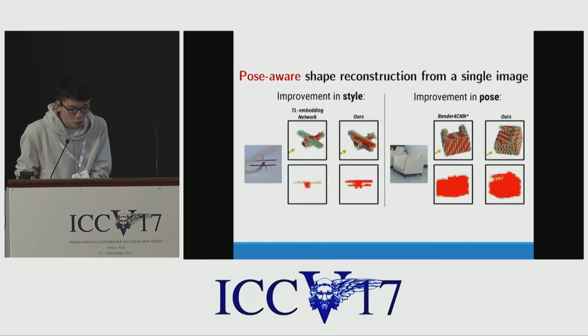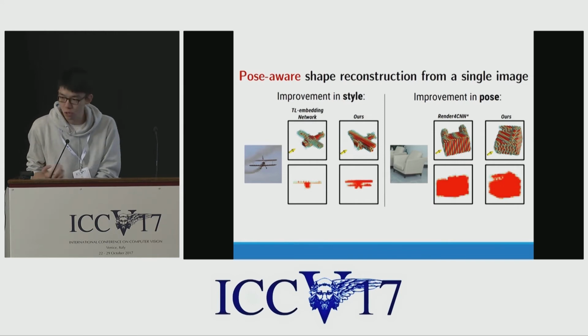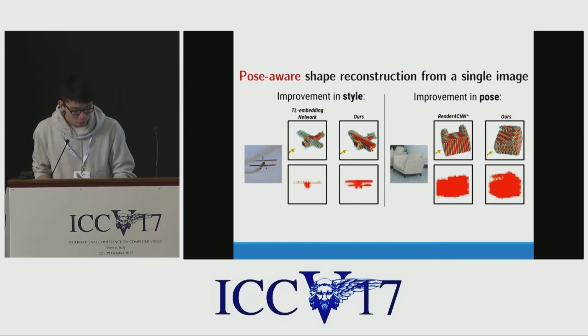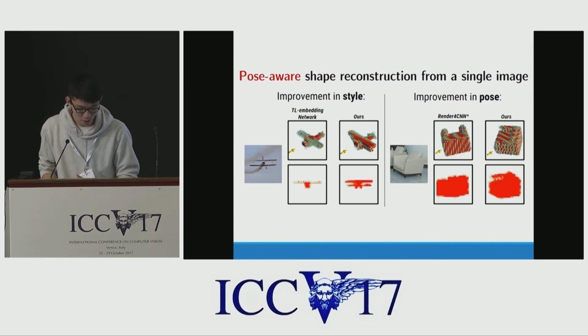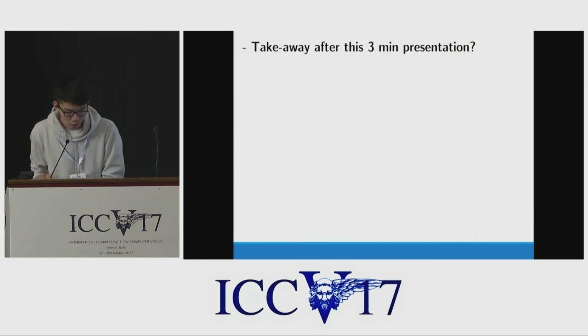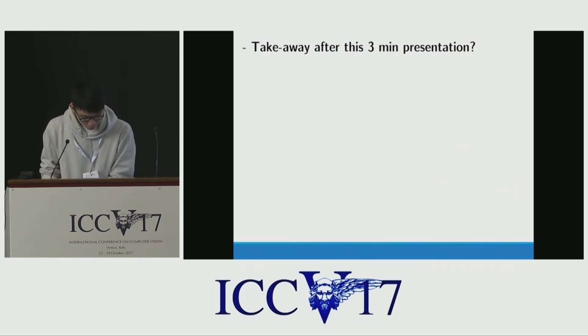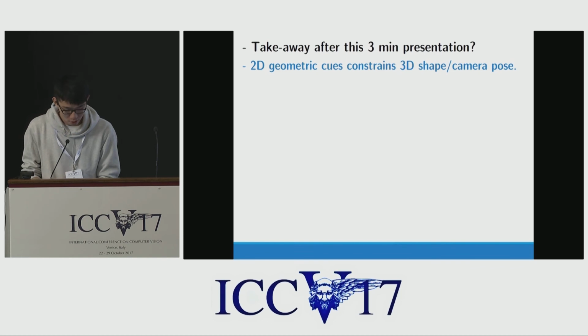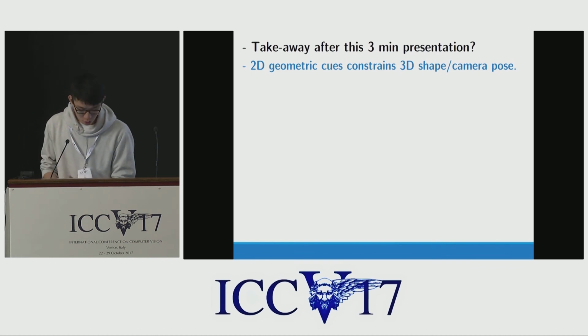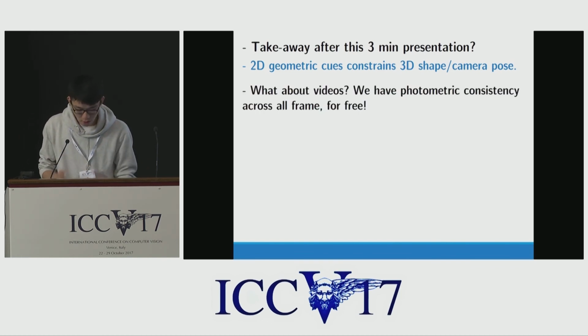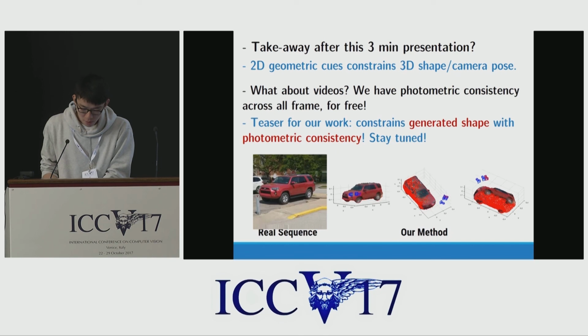For the results, we observe better results on the natural image domain, both in the object style compared to the TL network, and in the camera pose against methods like Render for CNN, which estimates rigid body pose of an object. So the takeaway of our method is that 2D geometric cues like reprojection loss can work as weak constraints on 3D shape or camera pose. So this is what comes next to this work.